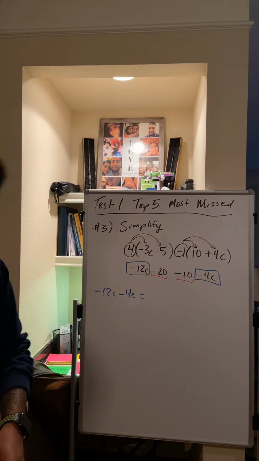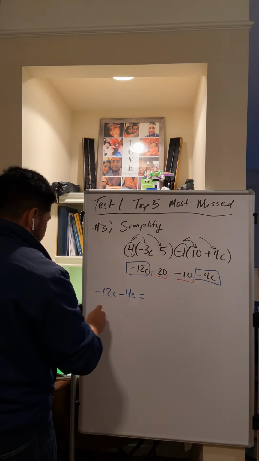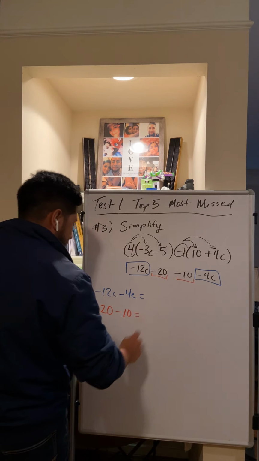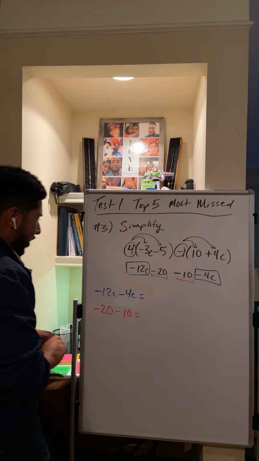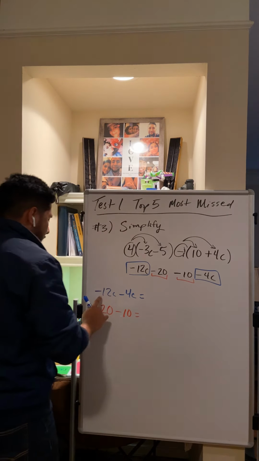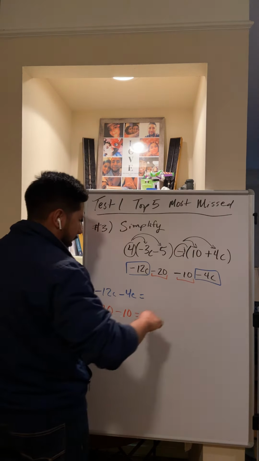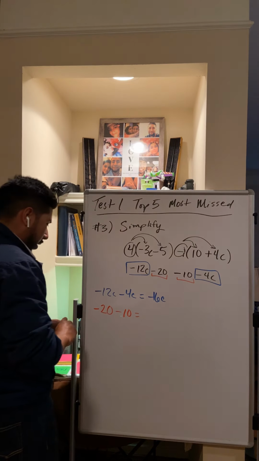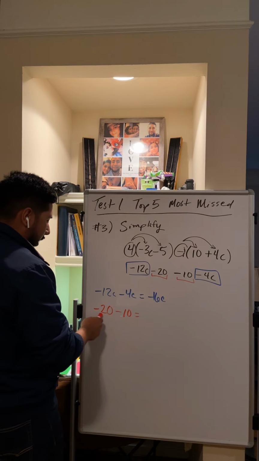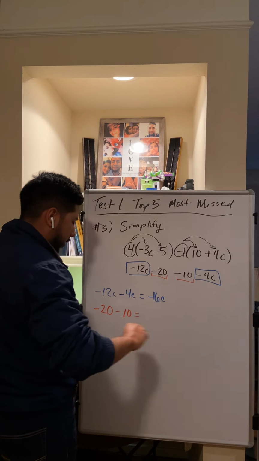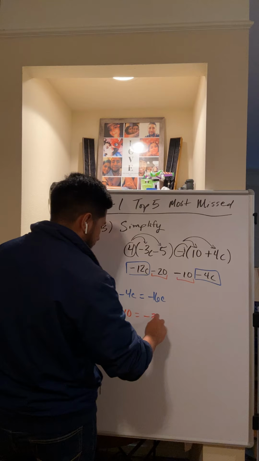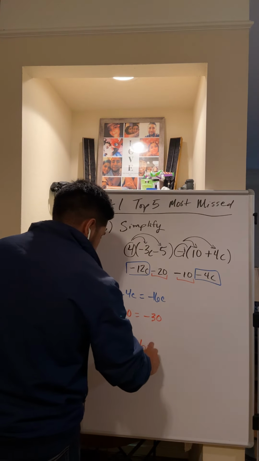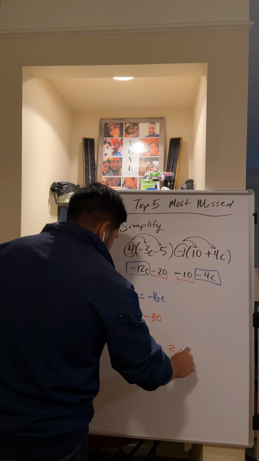You just have to bring everything all together at the same time. Oh, why am I using blue if I was just using red? We got negative 20 minus 10. All right, calculators, too many negatives here. Negative 12c minus 4c, negative 16c. Calculator, negative 20 minus 10, negative 30. Put your answers together. Negative 16c minus 30.